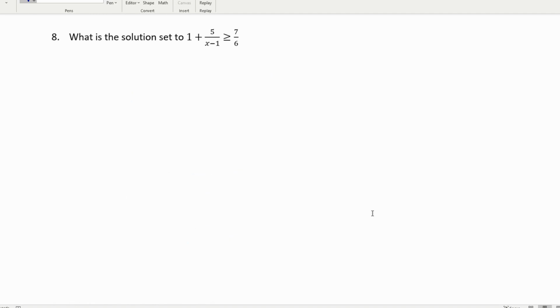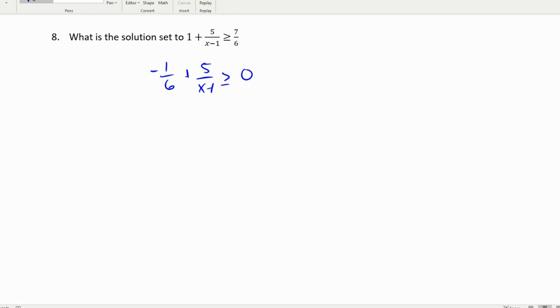All right, what is the solution set to 1 plus 5 over x minus 1 greater than or equal to 7/6? All right, so again, I want to set this inequality to 0, like what we had done for the last one. I'm going to start by subtracting 7/6 on both sides. So 1 minus 7/6 gets me negative 1/6 plus 5 over x minus 1 greater than or equal to 0. But I do need to do a couple things here. I need to make this one fraction so we can get everything settled.